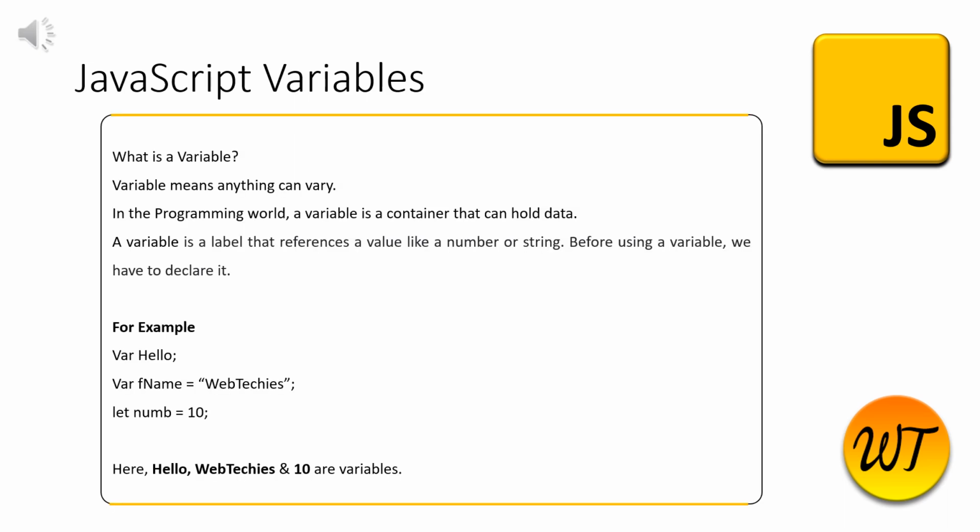What is a variable? Variable means anything that can vary. In the programming world, a variable is a container that can hold data. A variable is a label that references a value like a number or string. Before using a variable, we have to declare it. For example, var hello, var fname equals webtechies, let num equals 10. Here, hello, fname and num are variables.